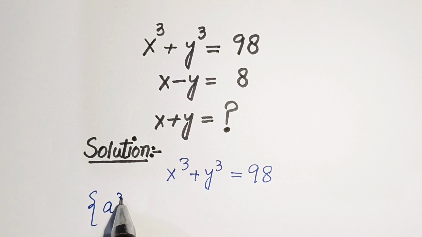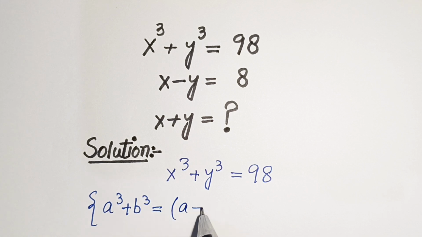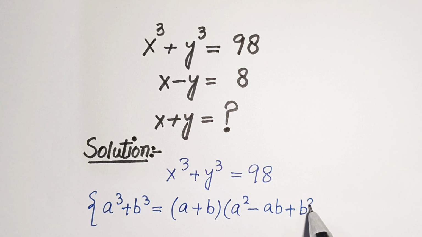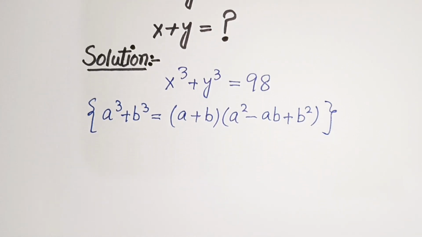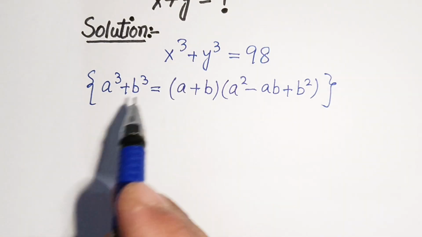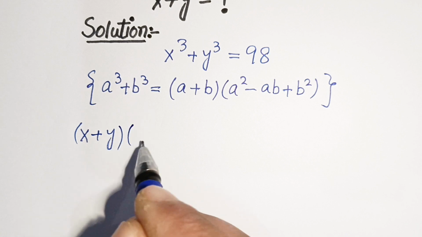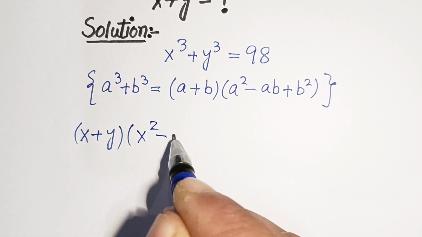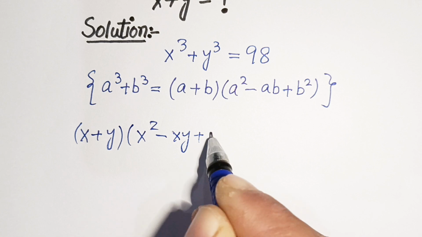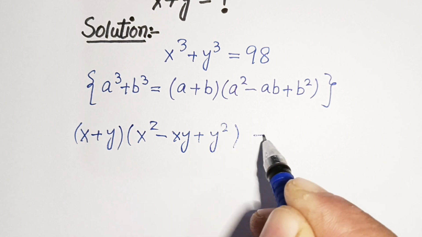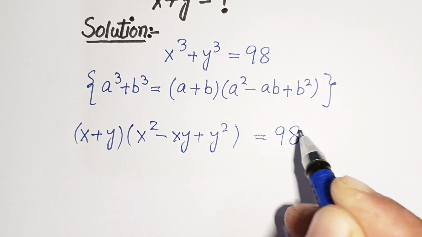If we have a cubed plus b cubed, then it is equal to a plus b times a squared minus a times b plus b squared. So here, using this identity, the left hand side of our equation will be x plus y times x squared minus x times y plus y squared is equal to 98.